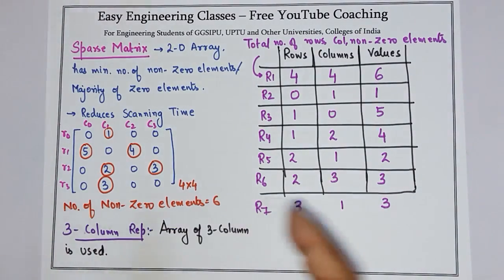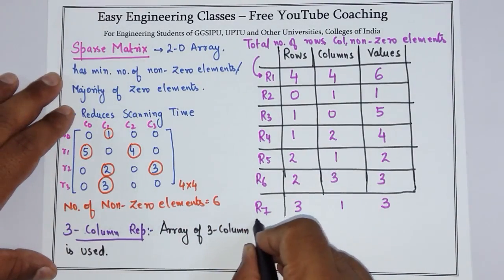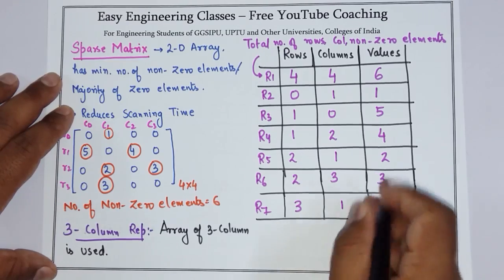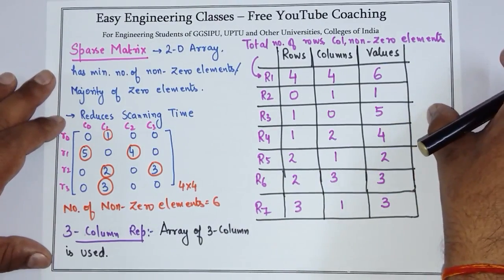So this is how you will draw a 3 column representation of the sparse matrix. Now by using this sparse matrix it is very easy to find the values of non-zero elements.